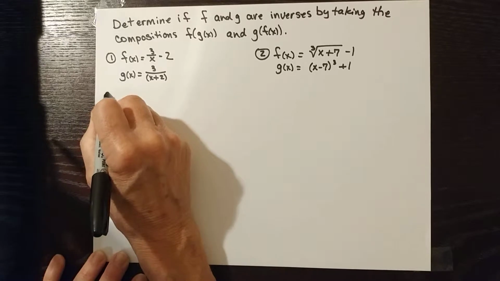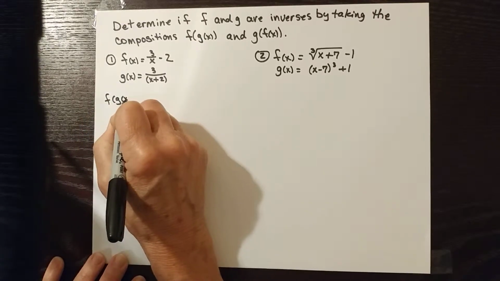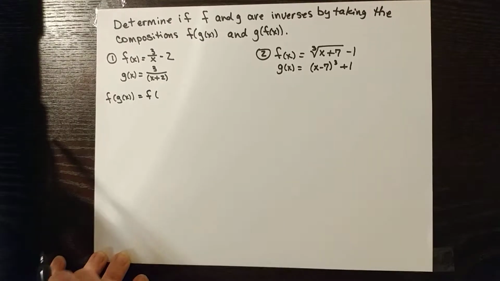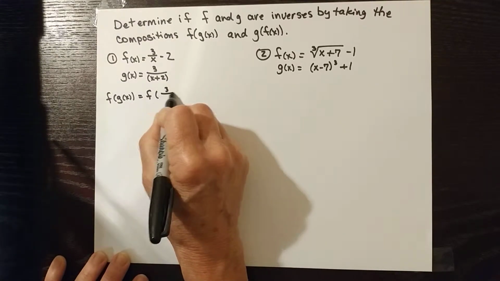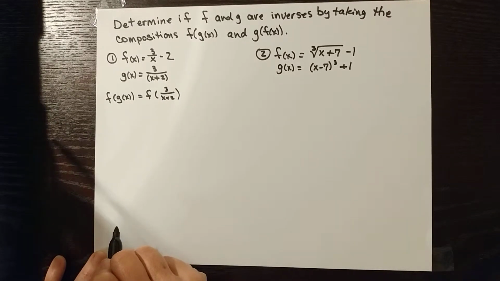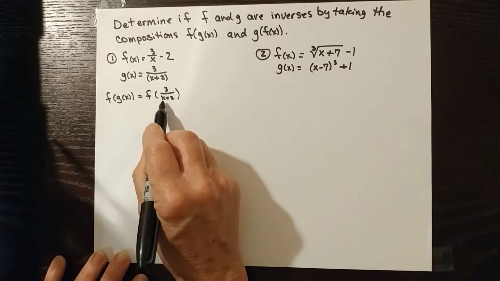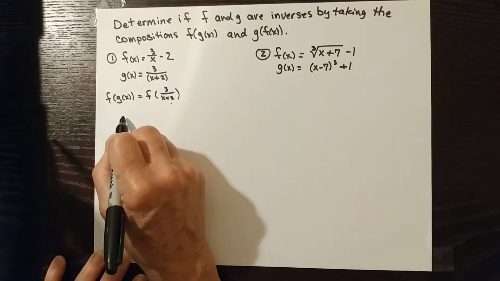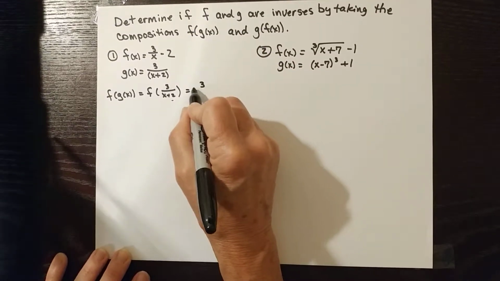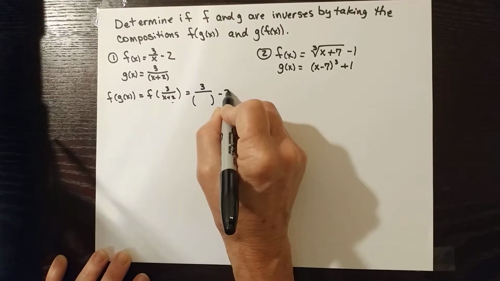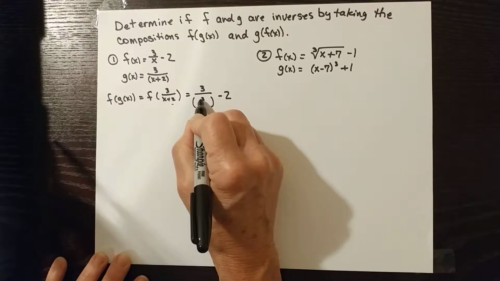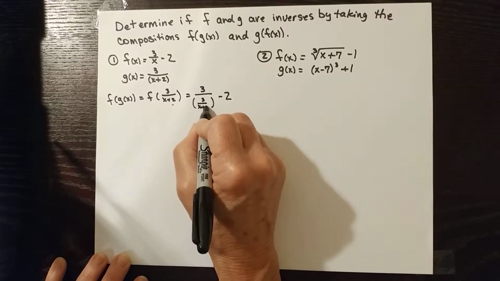So the composition f of g of x looks like this. This would be f of, and you replace g of x with what it's defined to be, 3 over x plus 2. And then in the f function you replace everywhere you see x with what we have right here. So f of x is 3 over x minus 2, so this would be 3 over something minus 2. And the something that we put in here is whatever we find in this parentheses, 3 over x plus 2.